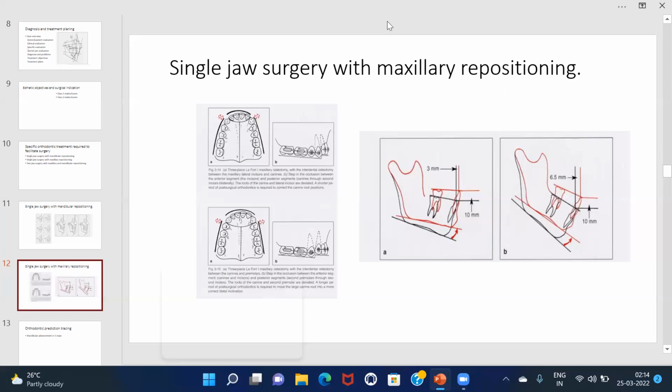Finally, with this method, the surgical site is more accessible and the interdental osteotomy is easier because the alveolar bone is thinner in this region.